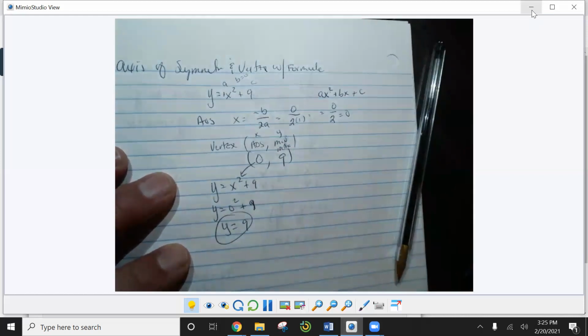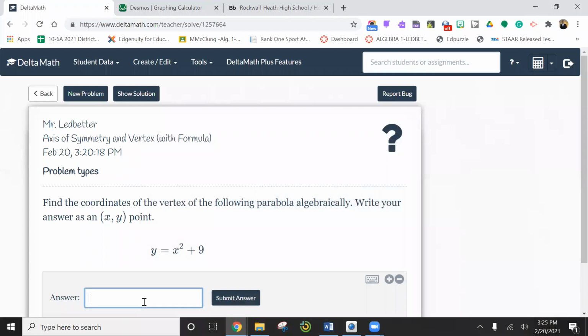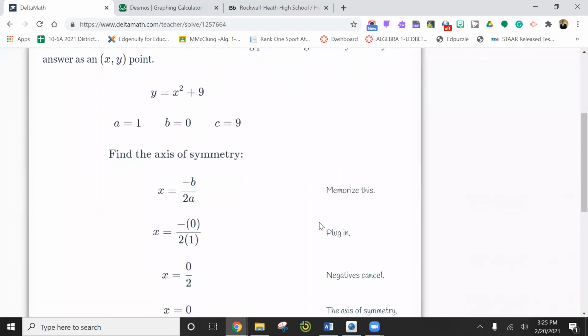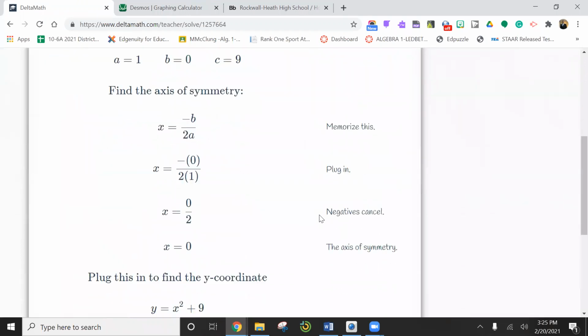So I'm going to go back, and they want me to put it in point form. So I'm going to put open parentheses and hit submit. And there we go, just like we did on the paper.